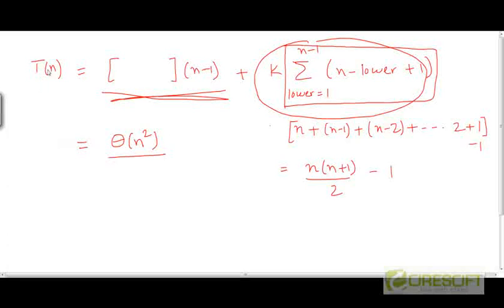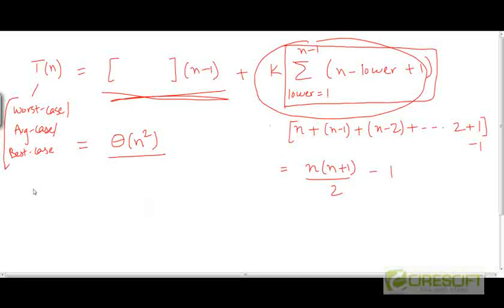And once again, it doesn't matter whether this t of n is worst case, average case, or best case, because the running time here does not depend on the type of input. So t of n is theta of n squared, for all three types of running times.